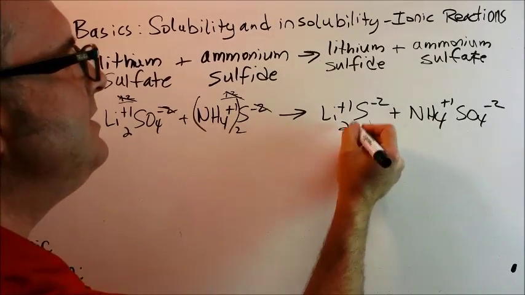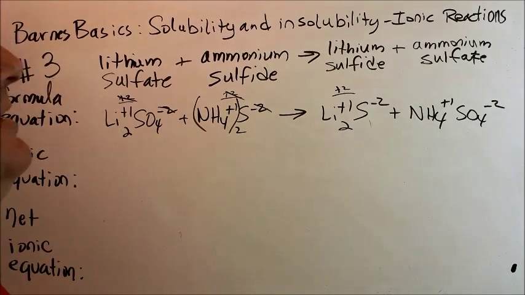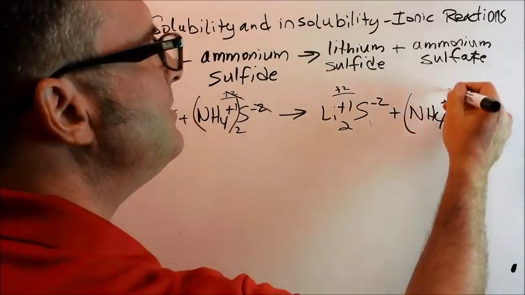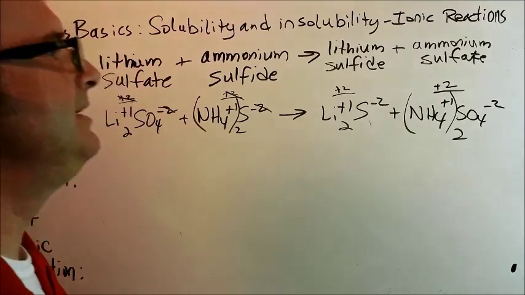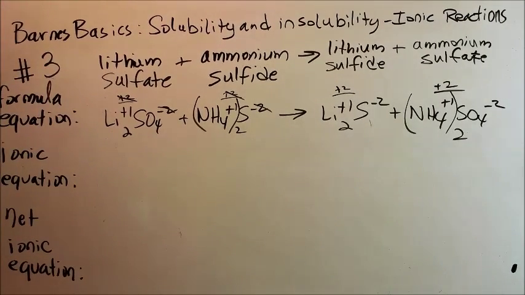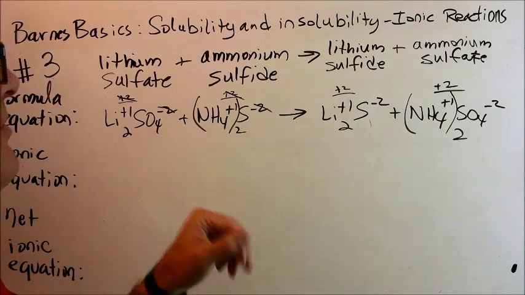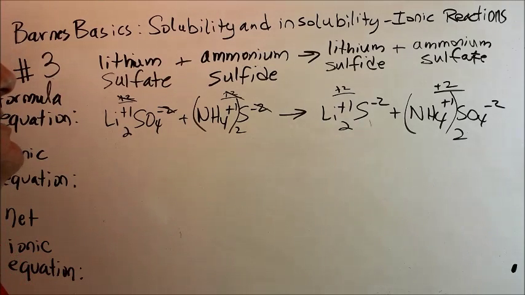It's going to take 2 lithiums. 2 times +1 is +2 to cancel with this sulfide. And it's going to take 2 ammoniums. 2 times +1 is +2, and that will cancel with the -2. So when we look at balancing the equation, we have 2 lithiums, 1 sulfate, 1 sulfate, 2 ammoniums, 2 ammoniums, 1 sulfide, and 1 sulfide. So it looks like everything has been balanced at this point. The equation is balanced, and that's good. Good job.